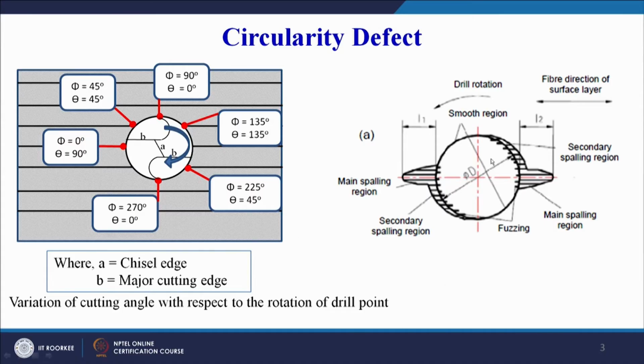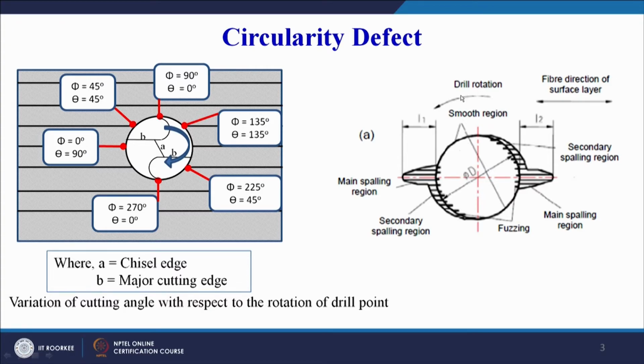Then there are other forms of damage that are reported. In the last session also we have seen there is a damage called a circularity defect, in which we do not get an exact circular hole that is our target or our objective. So on your screen you can see the exact circular hole was our target, but we are not getting an exact circular hole, we are getting a damaged hole. So we see that there is a damage all around the hole.